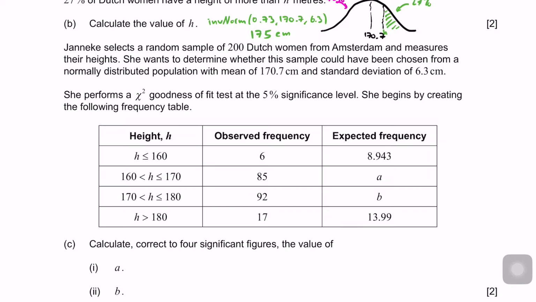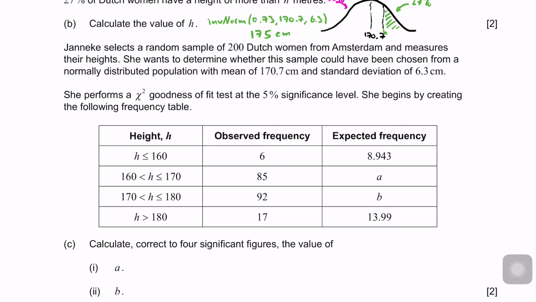Jenneke selects a random sample of 200 Dutch women from Amsterdam and measures their heights. She wants to determine whether this sample could have been chosen from a normally distributed population with mean of 177 centimeters and a standard deviation of 6.3 meters. Okay. She performs a chi-squared goodness of fit test at the 5% significance level, and she begins by creating the following frequency table.